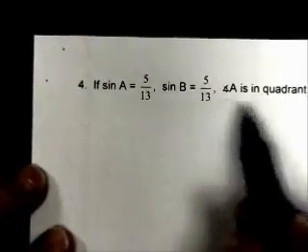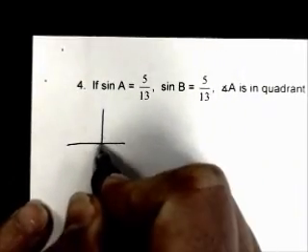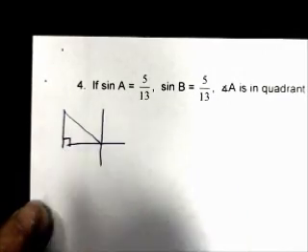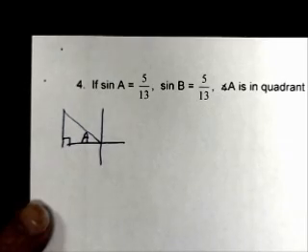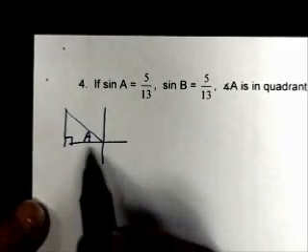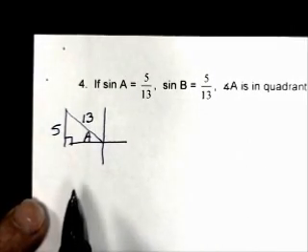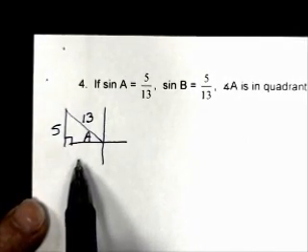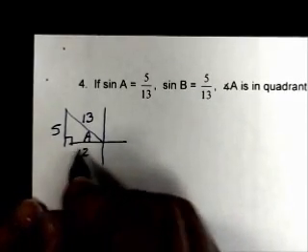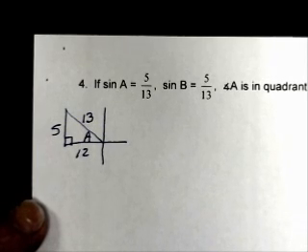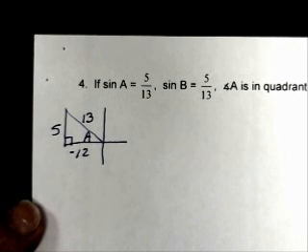Okay, so angle A is in quadrant 2, so we'll draw a right triangle in quadrant 2. Let's make sure we label this A. And the sine of A is 5/13, so opposite 5, hypotenuse 13. And so the adjacent side, this is a 5, 12, 13 triple, is 12. But remember, so I don't forget about the sign, I'm going to put negative 12 there.